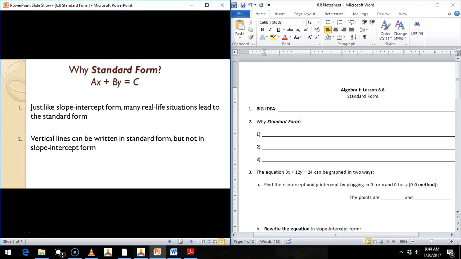But standard form can be used to describe a vertical line. So when you have a vertical line like x equals 8, that can be written in standard form, but not slope-intercept form. And then number three, standard form gives the x and y intercepts. So we'll review the 0, 0 method. That's really the main benefit of standard form. You can find points very quickly and graph your line accurately by using the intercepts.